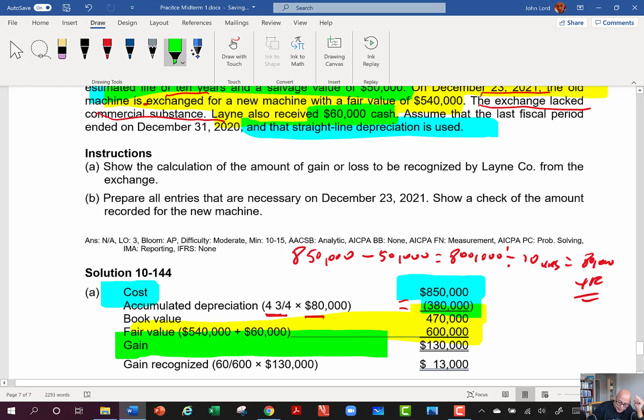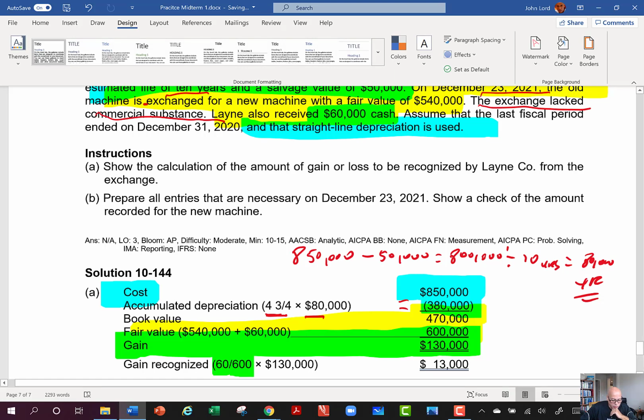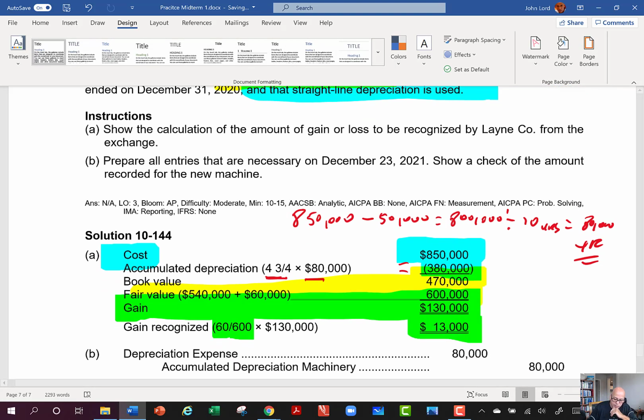There's a total implied gain there of 130. But should I take that entire gain? I'm only going to take the entire gain if the cash constitutes 25% or more of the total consideration. So they put the cash, 60,000, in the numerator. They put the cash plus the fair value of the machine that I got, the total fair value of the transaction. That's only constituting 10%. That's well below our 25% threshold, so we should only take 13,000 of that gain, okay?